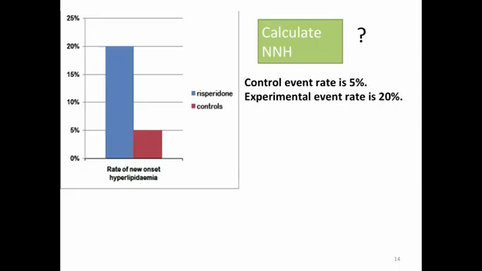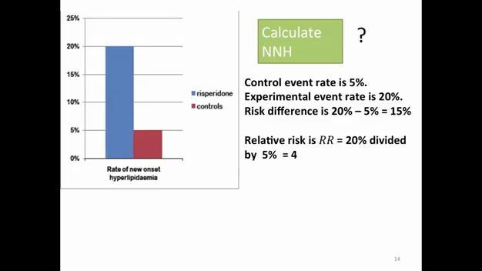To do this, you first need to understand the control event rate is 5% as shown in the graph. The red bar touches the number 5. Experimental event rate, the event rate for risperidone, is 20% as the blue bar touches 20. Risk difference, the difference between the two event rates, is given by 20% minus 5%, which is 15%. Now the relative risk, RR, is equal to 20% divided by 5%, which is 4.